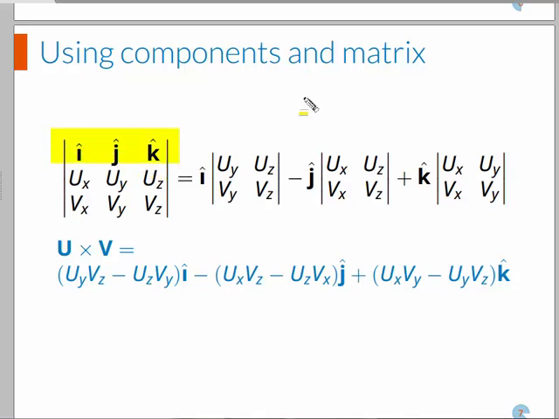IJK must be in the top row. Then we're taking the cross product of U cross V, and since U is the first vector, it goes here, and the V goes down in the third row.